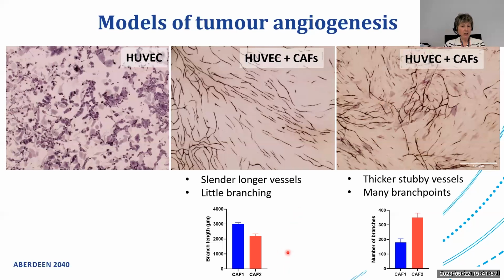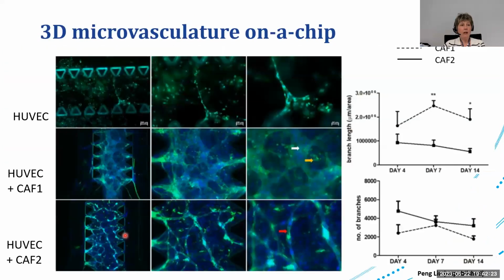And we've done various measurements on these to show the differences in both the branch length and the number of branches across different fibroblast subsets. But we wanted to see if we could use these models in our organ on a chip models. So we have a microfluidics facility here, and we can make chips to address various biological questions. So this was looking at the 3D microvasculature on a chip.